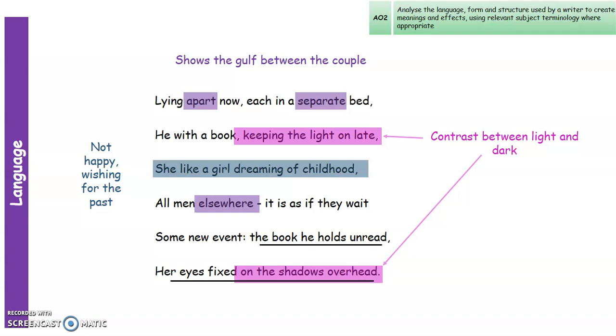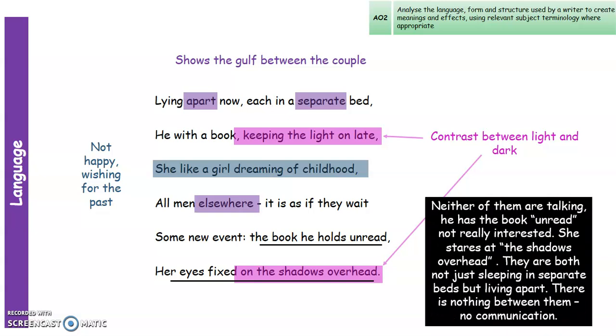They're quite disjointed in what they're actually doing, but there's a lack of interest as well. So neither of them are talking. He's got a book, but he's not reading it, and she's staring absent-mindedly at the shadows. So they are just sleeping in separate beds, but living apart. There is nothing between them. There's no communication between them. So you might want to pause this video now and jot down the notes on language analysis.